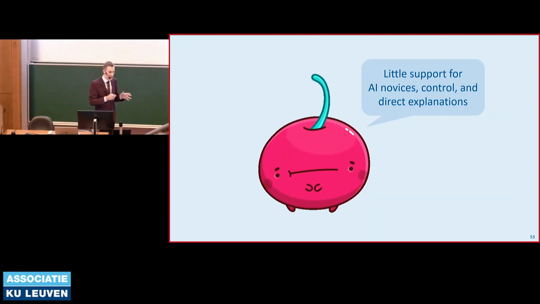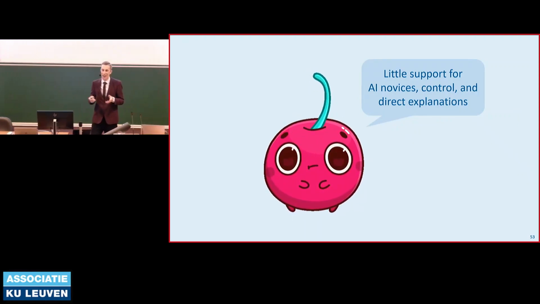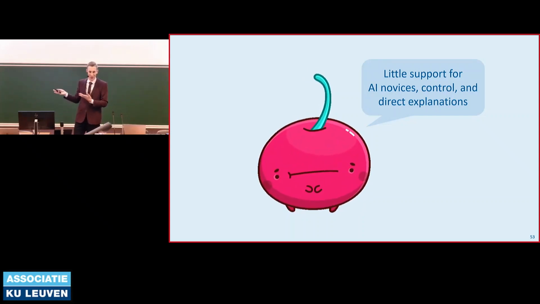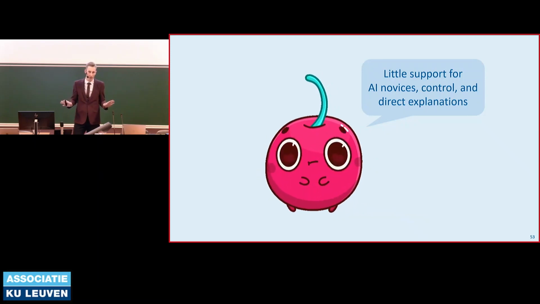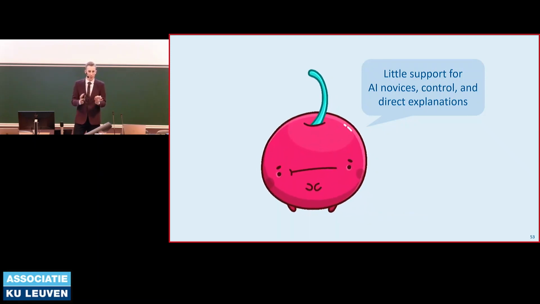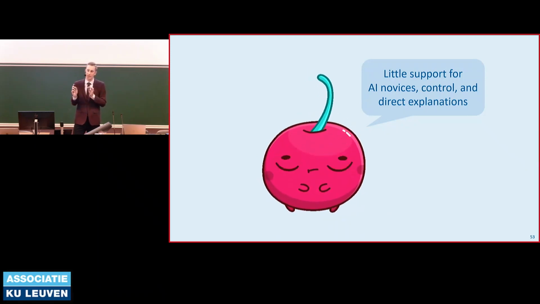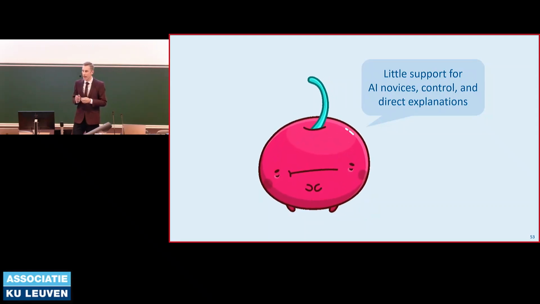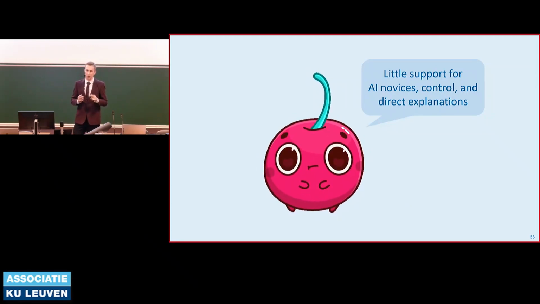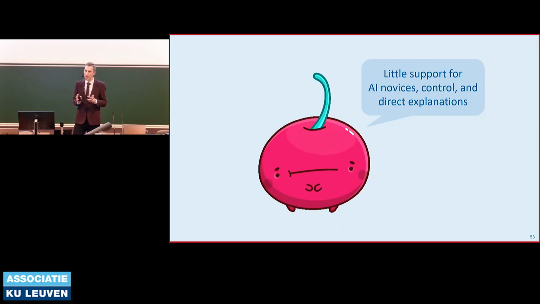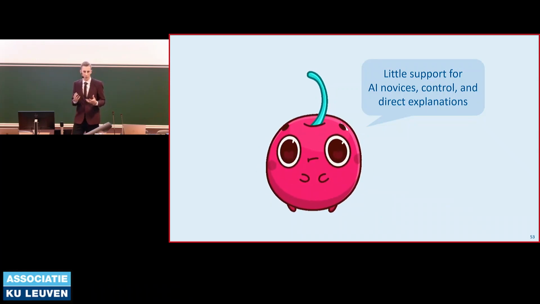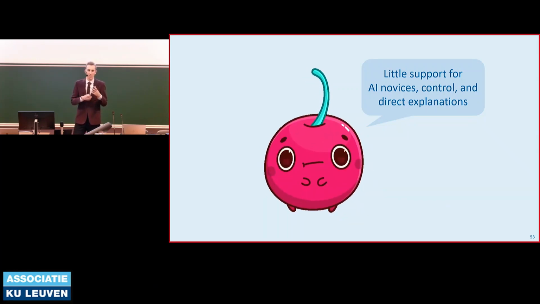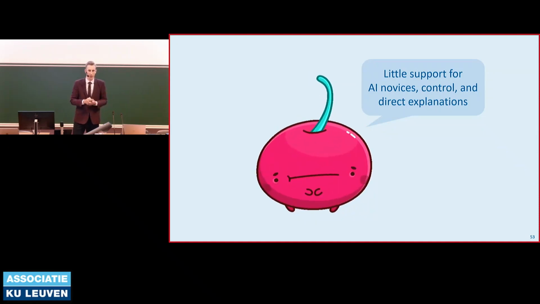So the main takeaway of the study is that, as you probably guessed from the visuals, there is little support for AI novices, people who don't know anything about AI. This is all very complex and typically for data experts and AI experts. And another thing that I found is that all these visual analytics systems typically do not really allow a lot of control over the model. And there are not a lot of direct visual explanations.